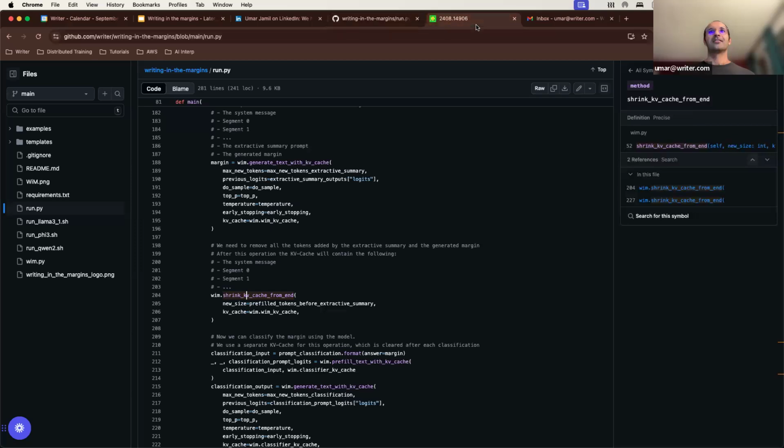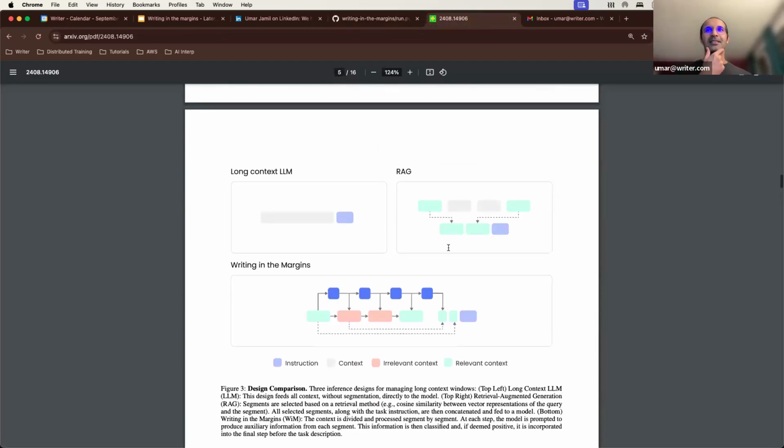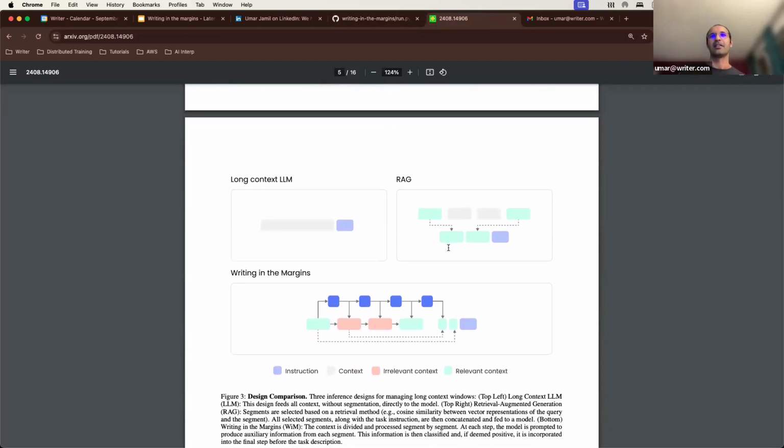All right, let me see if there is something that is missing here. Yeah, here we provide the comparison of how it differs from RAG and how it differs from just long context processing.